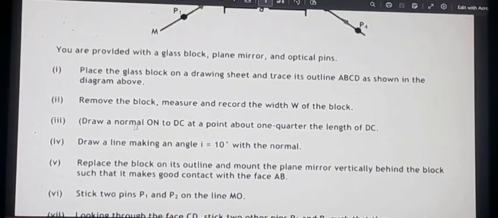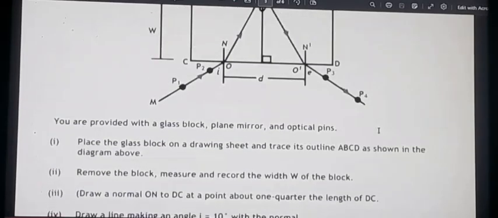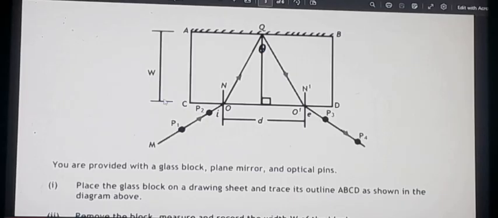Then we have to draw a normal ON to DC at a point about 1/4 the length of DC. So this is about 1/4. This part here is DC. So we have to draw the normal here. You don't need to measure, you can gauge it with your eye, so that it will be about 1/4 of the length of this. You just have to gauge it with your eye. But if you want to measure it, you can go ahead and measure it.